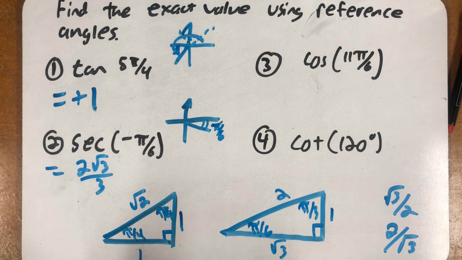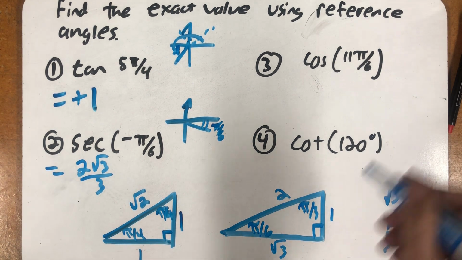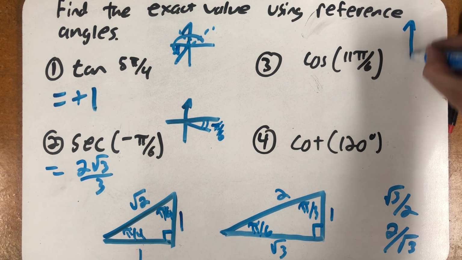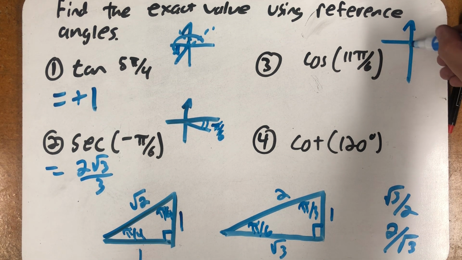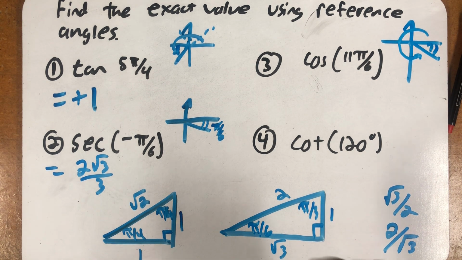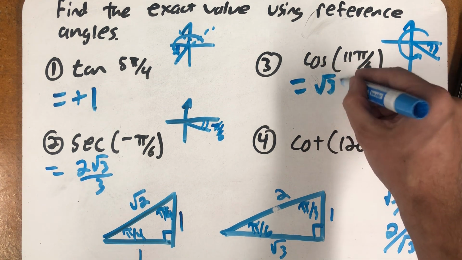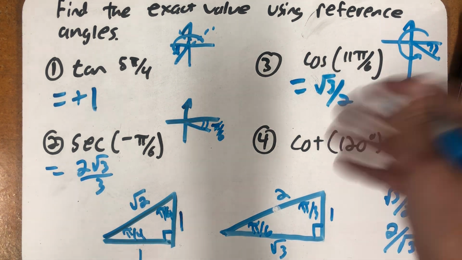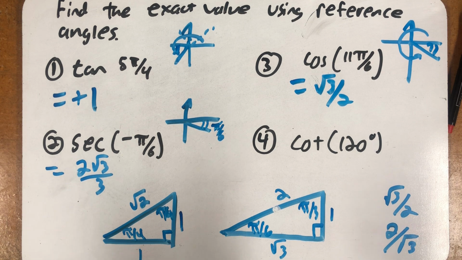I already have both my special triangles drawn, so all I need to do is think about the reference angles. 11 pi over 6 is down here in quadrant 4. Reference angle is 1 pi 6th. So cosine is root 3 over 2. And well, we're down in the fourth quadrant again where cosine is positive, so just leave the positive out front.